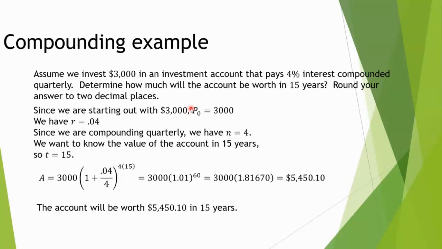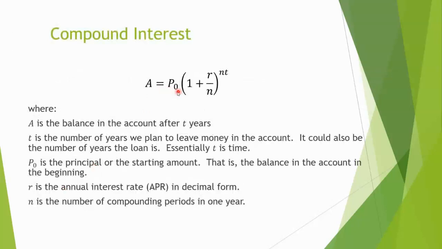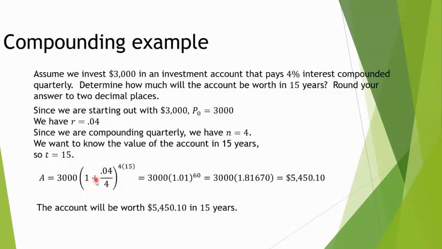Now we want to know what's going to happen after 15 years. We want to know how much is in the account in 15 years. Okay, well, here's our formula. So this is our P0, $3,000, right? P0, that's the number in front. 1 plus R over N, 1 plus 0.04 over 4, raised to the N times T, 4 times 15.